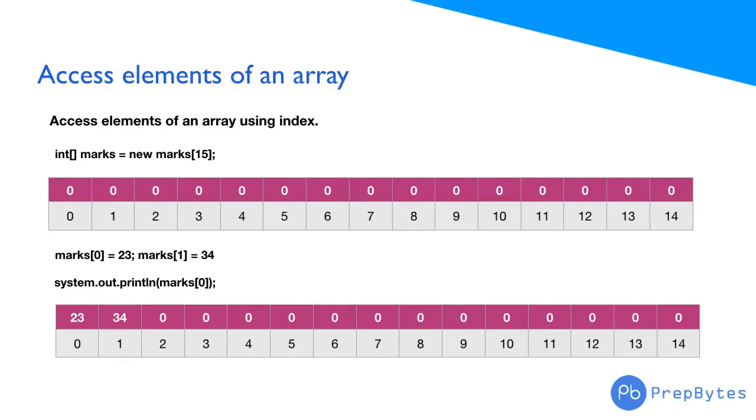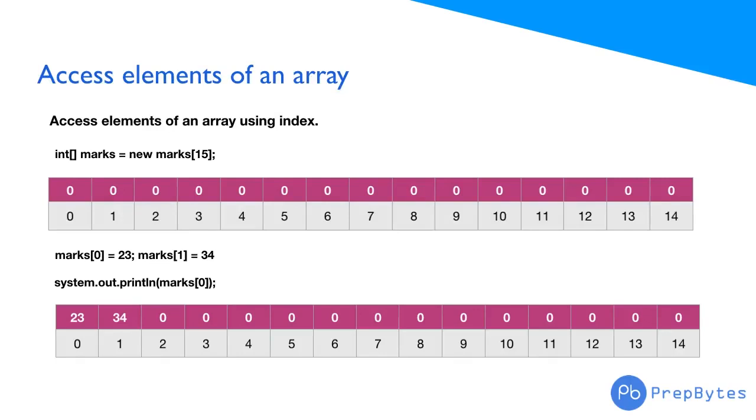So here what we have done is that we have accessed individual elements of an array, right? So we have to access the 0th element, I do marks[0] = 23. Let's say I have to print all the elements of an array, or I have to assign some value to all the elements of the array.